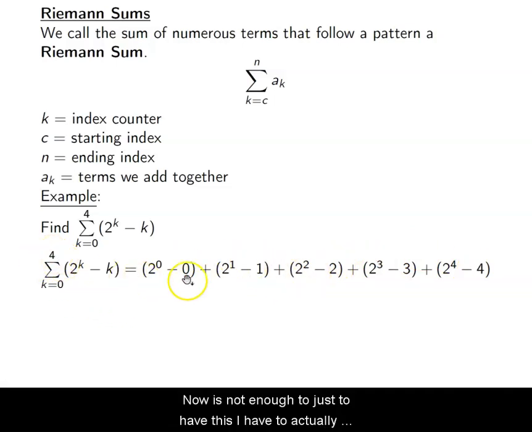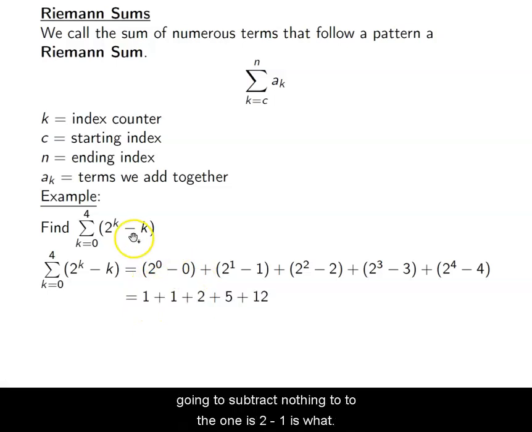Now, it's not enough to just have this. I have to actually add them together, right? So 2 to the 0 is just a 1. I'm going to subtract nothing.